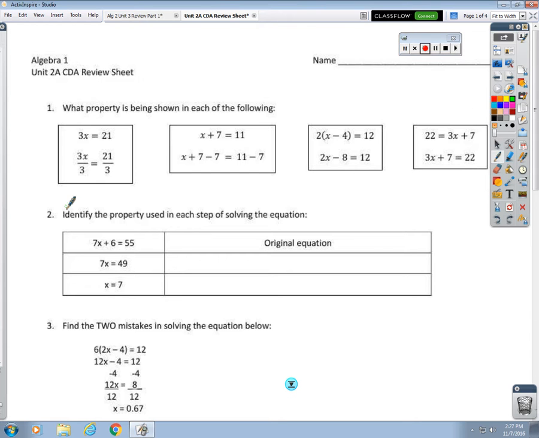You should have gotten the property of equality for division. Okay, property of equality for division, that's because you divided by 3 on both sides. Okay, in box number 2, I see that they subtracted 7 on both sides, so that's the property of equality for subtraction. Number 3, they used the distributive property.